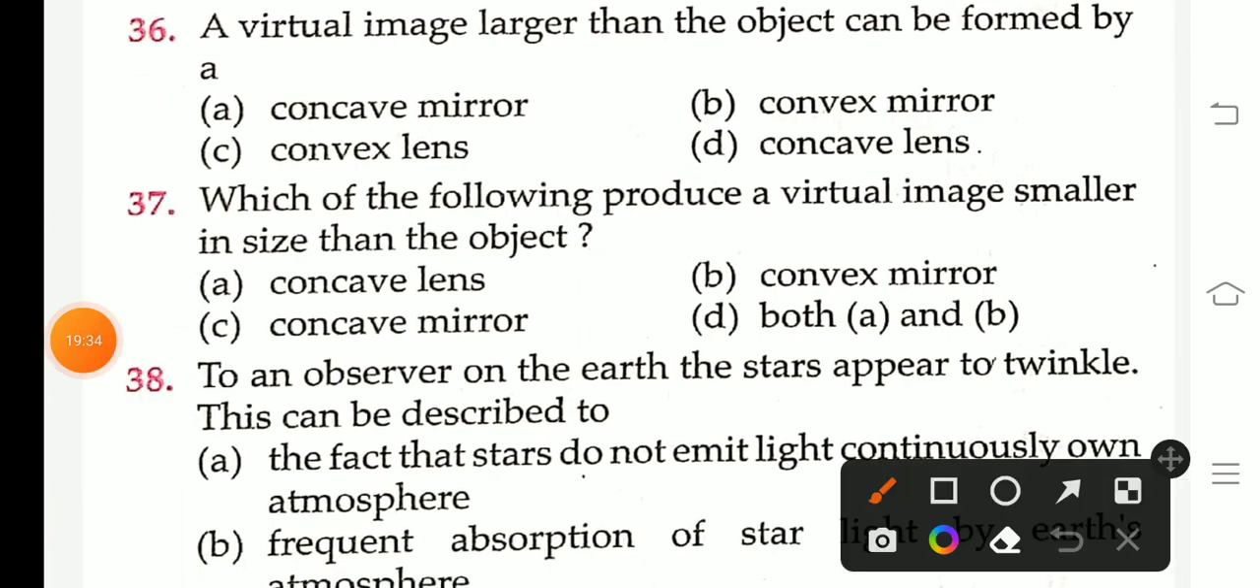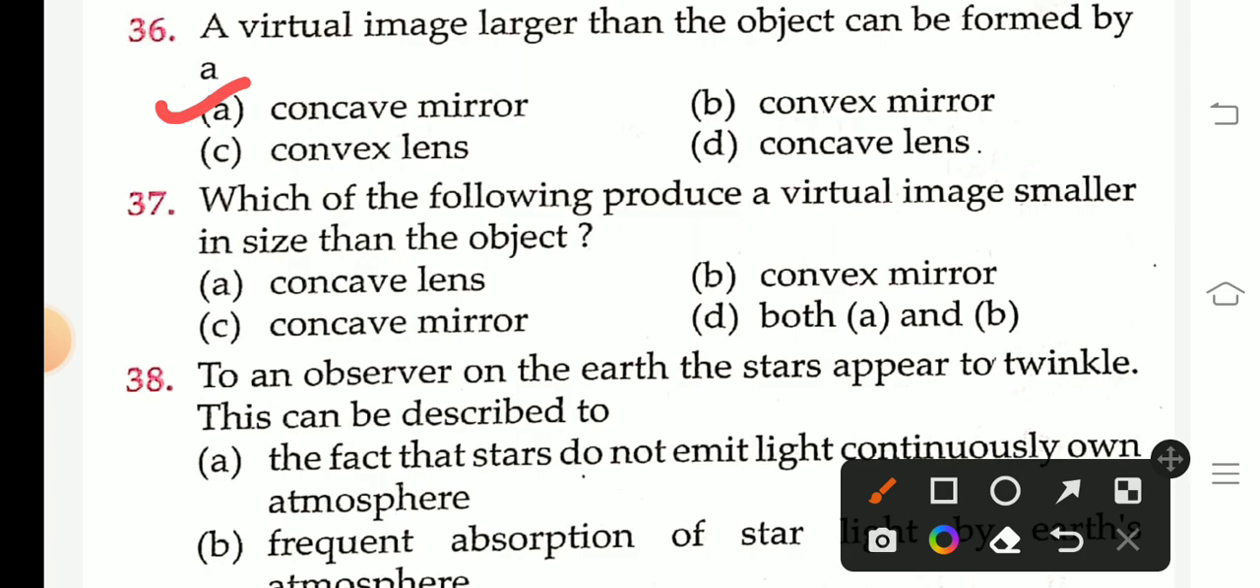Next, a virtual image larger than the object can be formed by a... right answer option A, concave mirror.